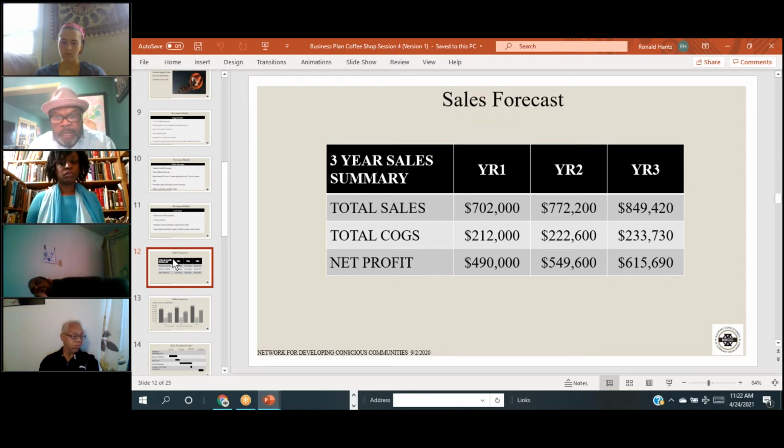So here we look at the sales forecast of this particular coffee shop. It looked at the three-year model in terms of what the total sales were, and the cost of gross sales.